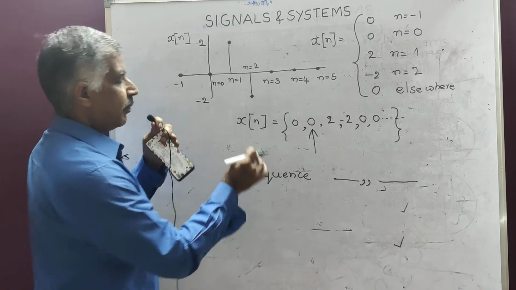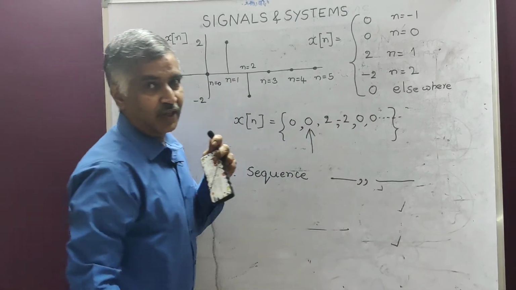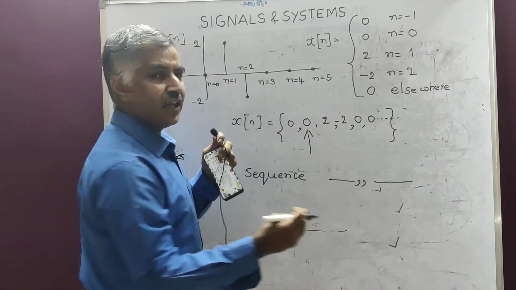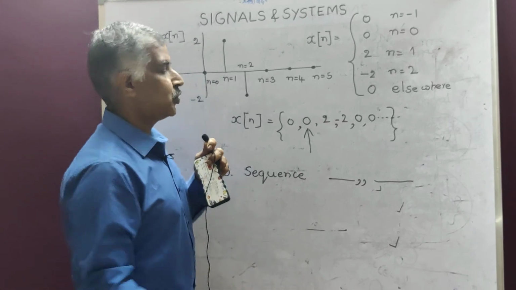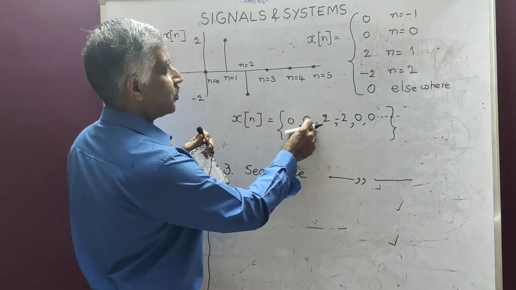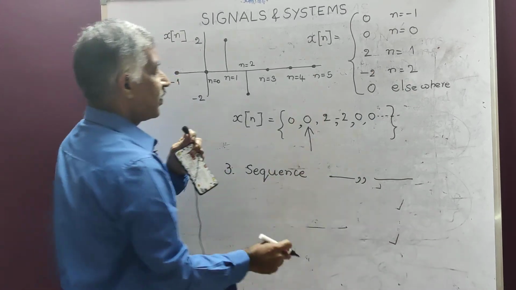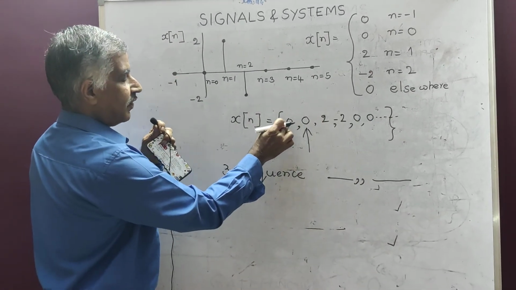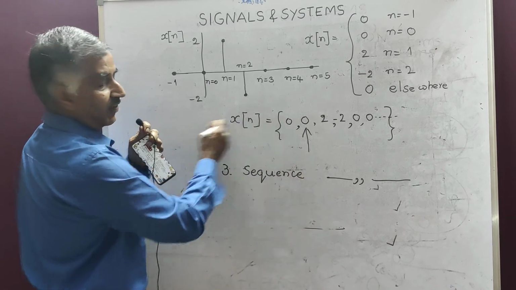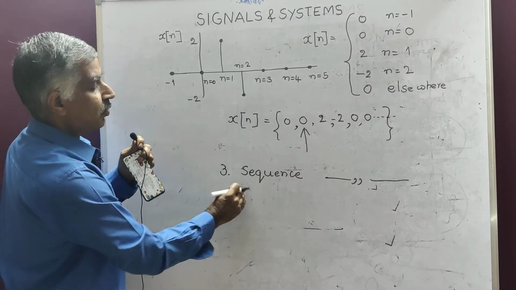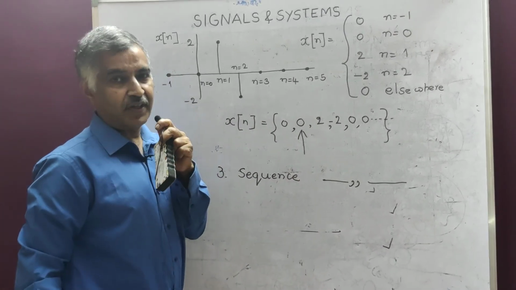One point, keep it in mind. These are all values, and you have to assign the n values to these. This is for n equal to 0, this is for n equal to 1, this is for n equal to 2, etc. On this side, it is for n equal to minus 1, etc. This is what is known as sequence representation.